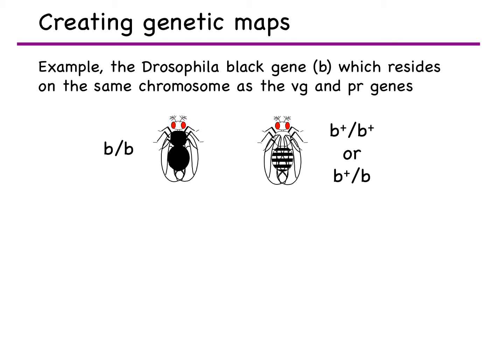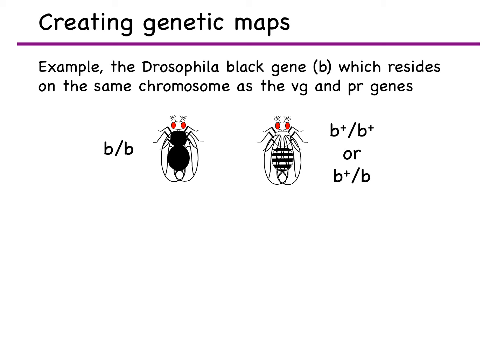I'm also going to continue with the theme of last time in the sense that we're going to be using the same model organism, Drosophila, to create our genetic map. But I'm going to add an additional gene to the two genes I talked about last time. So today I'm going to add the black gene, which resides on the same chromosome as the two genes we talked about in the last lecture, the vestigial and purple genes. So just define the black gene.